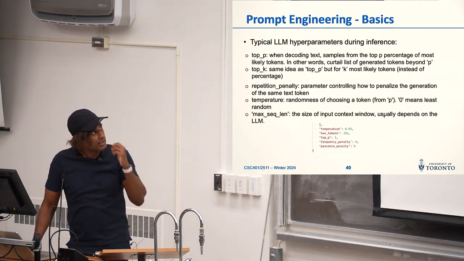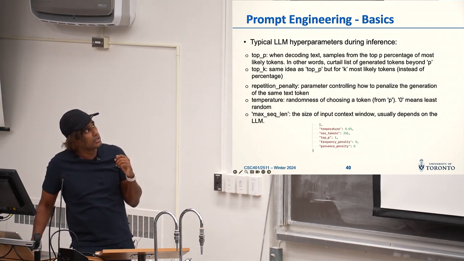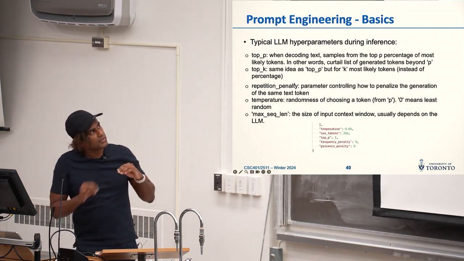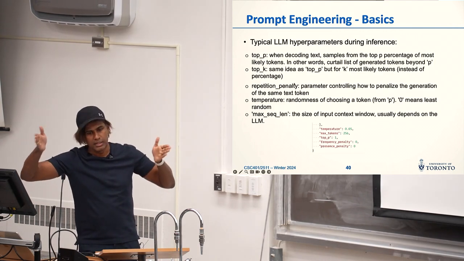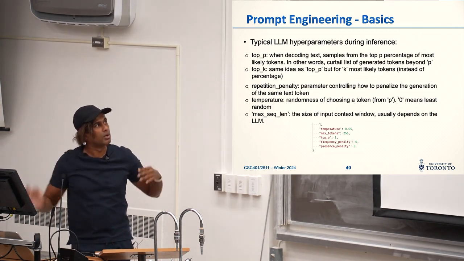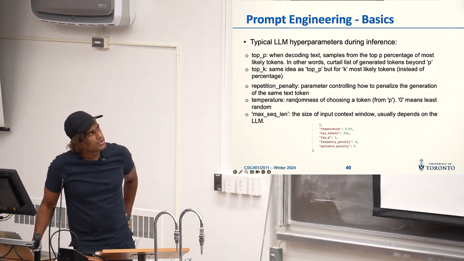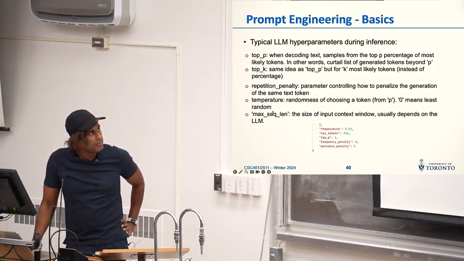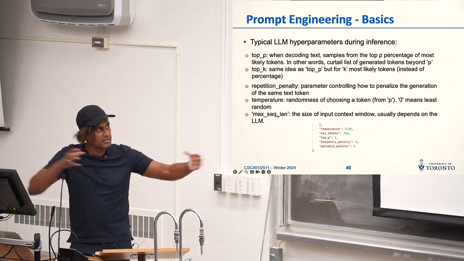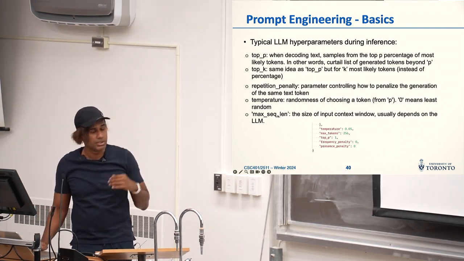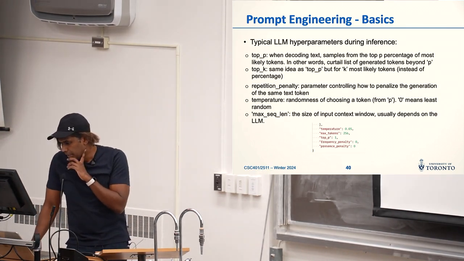Typical LLM hyperparameters include top P, which is basically what percentage of the tokens in the probability distribution you want to use. And then there's a repetition penalty. Temperature is the randomness of choosing a token, and maximum sequence length is important. It defines the size of the input context window, which usually depends on the LLM.